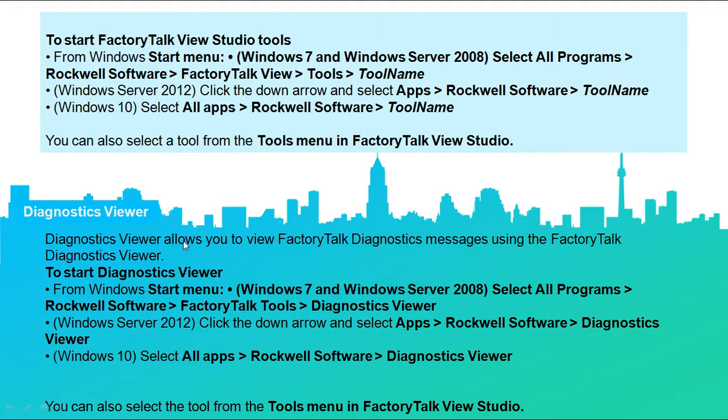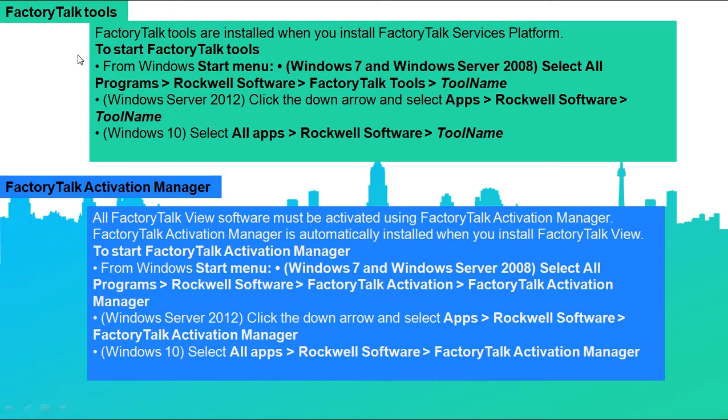Okay, Diagnostics Viewer allows you to view FactoryTalk diagnostics messages using the FactoryTalk Diagnostics Viewer. To start Diagnostics Viewer from the Windows Start menu, this is on the tool there. For Windows 7, we have an application actually. We are showing the example there: select All Programs, Rockwell, FactoryTalk tools name, then Diagnostics Viewer. This is the name of it. This is how we go for this, and then we discuss Windows Server. It is the same thing we are doing there, but choosing the tool name, Diagnostics Viewer. You can also select the tool from the Tools menu of FactoryTalk.